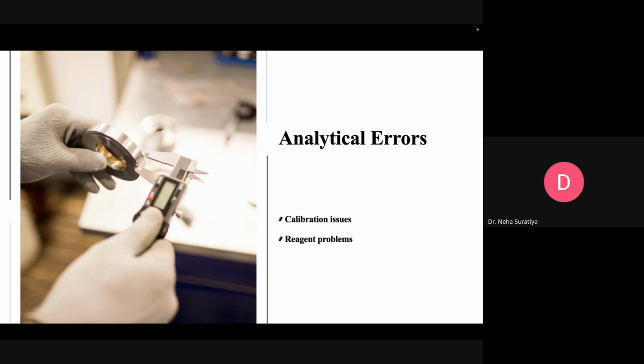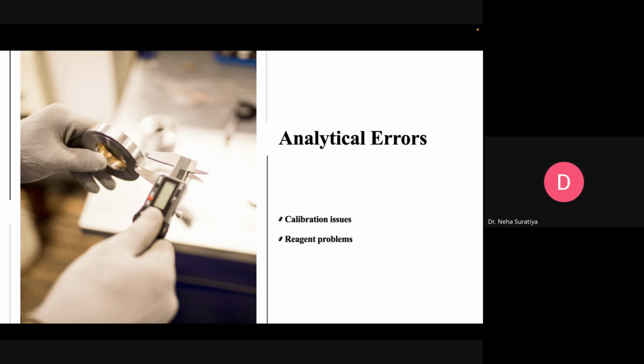For an example, just for an understanding, I'm giving you the example. If the machine is not calibrated properly, all the patient results may shift, slightly high or low. And this does not affect just one patient, it affects everyone tested during that period. You can imagine the impact of it, right? So this is very important to make these things very clear.